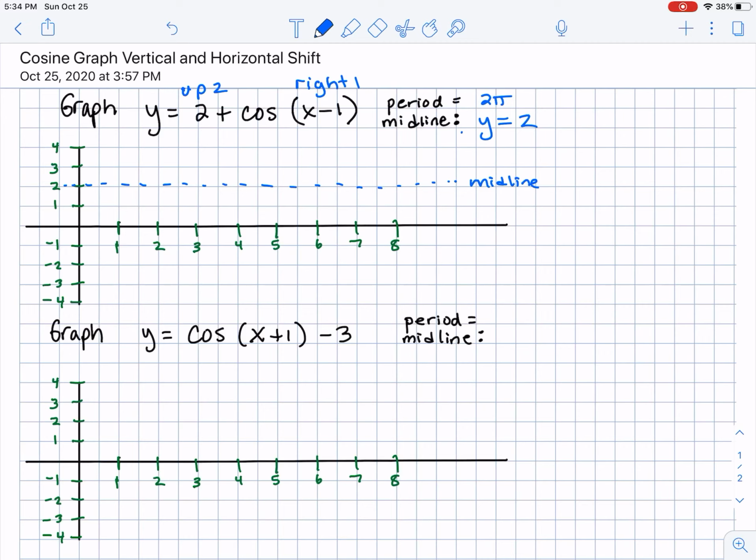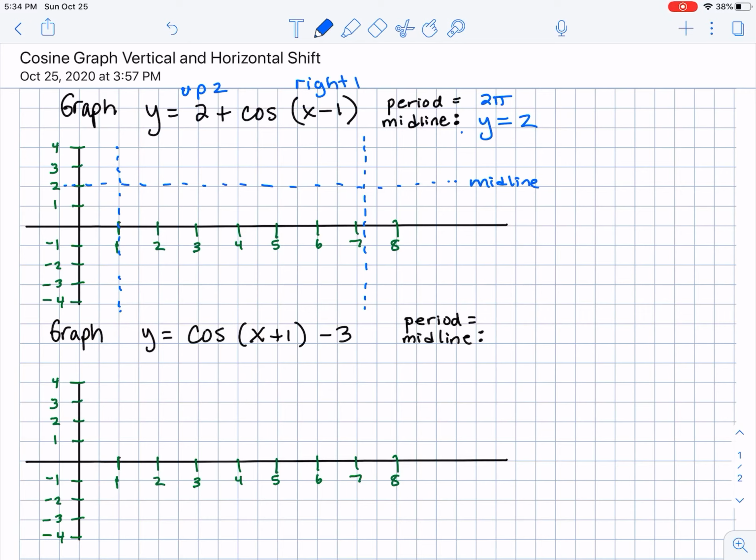So typically our cosine function goes between 0 and 2 pi. So if I'm shifting it right 1, that means it's going to go between 1 and, let's see, 2 pi. That's 6.28, so 7.28. Okay. To graph this, the amplitude is 1.